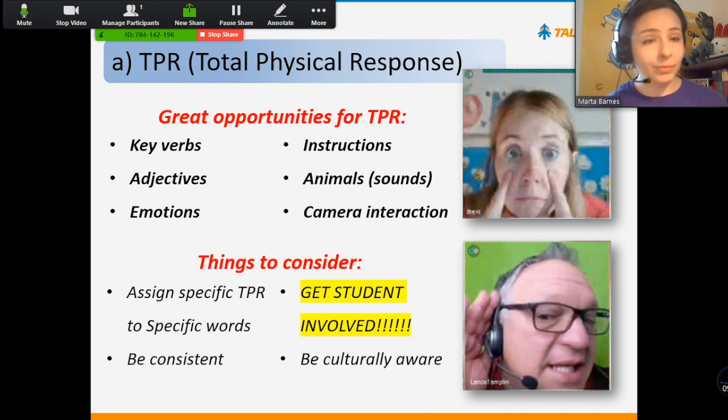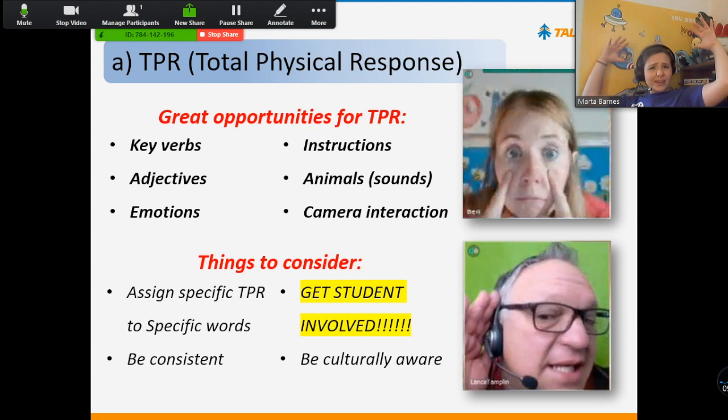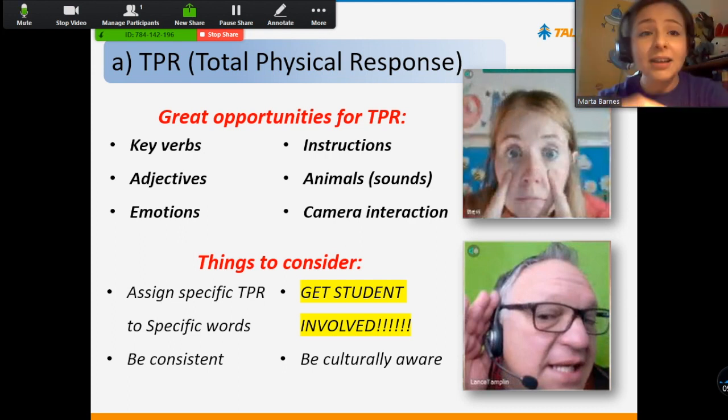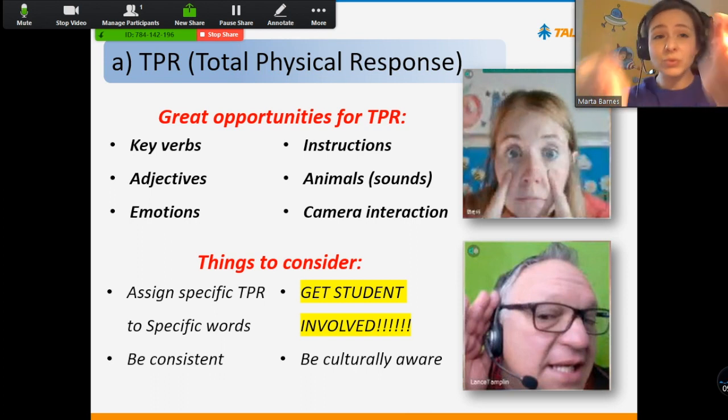So there are many opportunities you are going to find for using TPR in your lessons. Things like key verbs. So if you're talking about running, do a running motion with it. If you're talking about swimming, show them how you swim. Get them to do it too. If you're talking about adjectives, it's nice if you have a rolling chair. You can show things like being really, really, really big and roll back, and then roll forward really, really, really small, and show them and interact and move with this camera as well. So that's a big one.